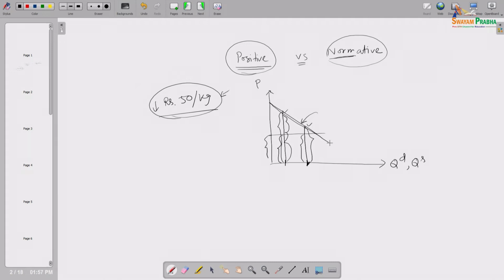So it's every small unit you can perfectly divide, that commodity. In other words, we are saying that the commodity is perfectly divisible, otherwise you will not get this kind of continuous curve, right.